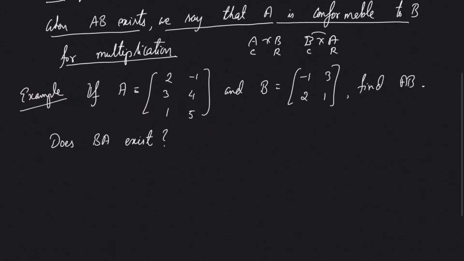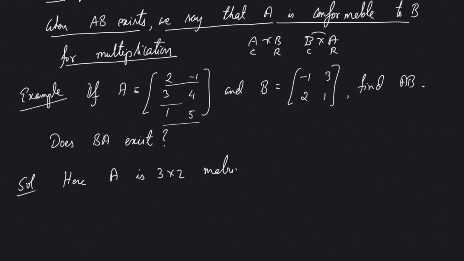I've given you two matrices here, A and B. We are told to find AB. So now let's try to solve. A has 3 rows and 2 columns, so A is a 3 by 2 matrix, and B has 2 rows and 2 columns, a 2 by 2 matrix.